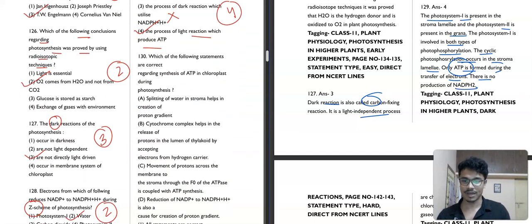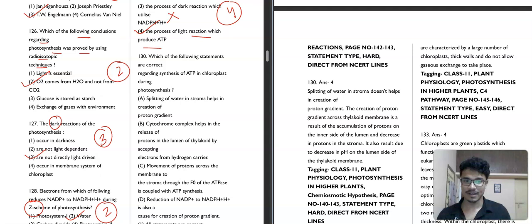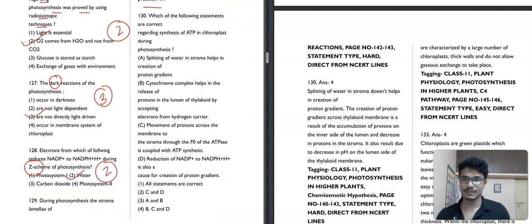Then question number 130. It is saying that which of the following statements are correct regarding synthesis of ATP in chloroplast during photosynthesis. First, there are some statements given. It is saying which of the following are correct. So, splitting of water in stroma helps in creation of proton gradient. Do you think it helps? No. The splitting of water in stroma doesn't help in creation of proton gradient. The creation of proton gradient occurs in thylakoid membrane, so it is not correct.